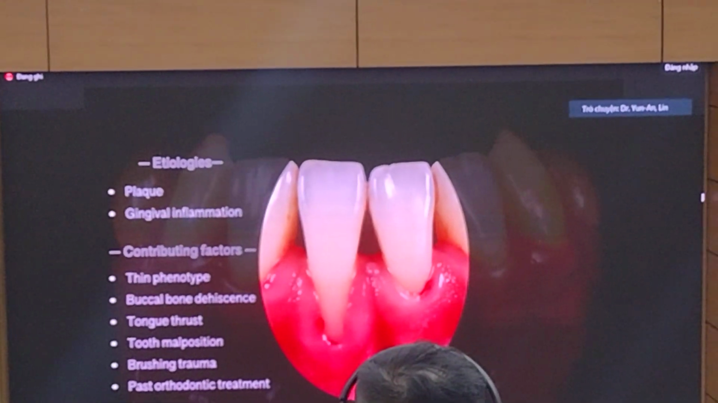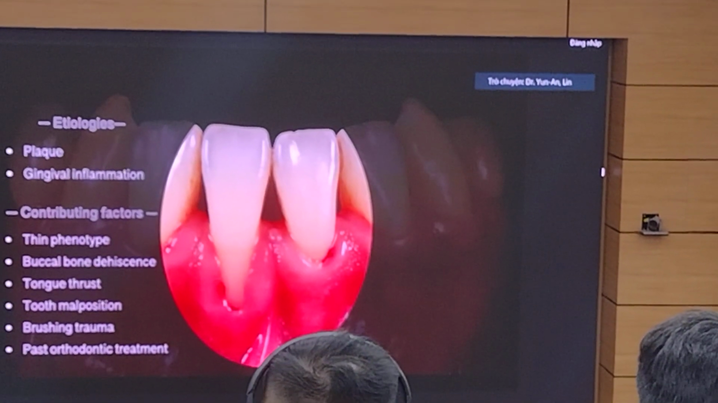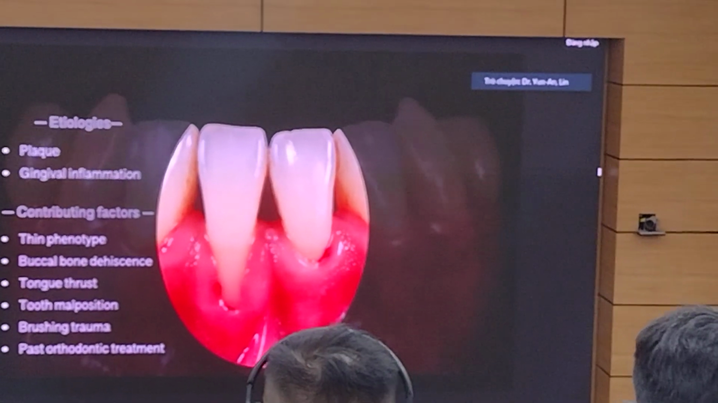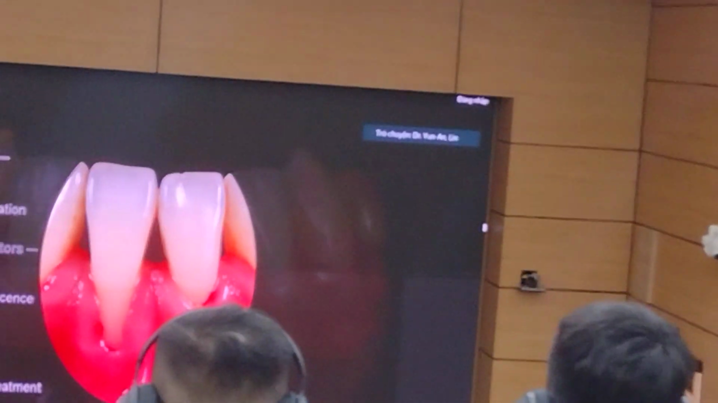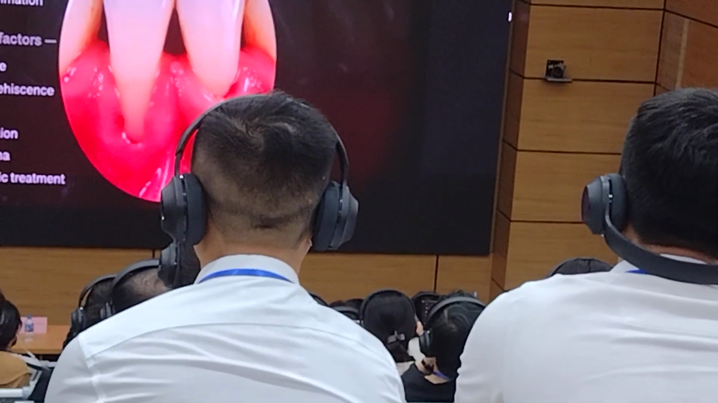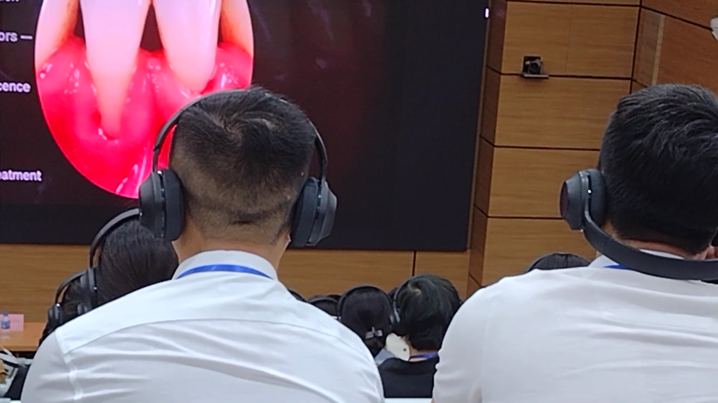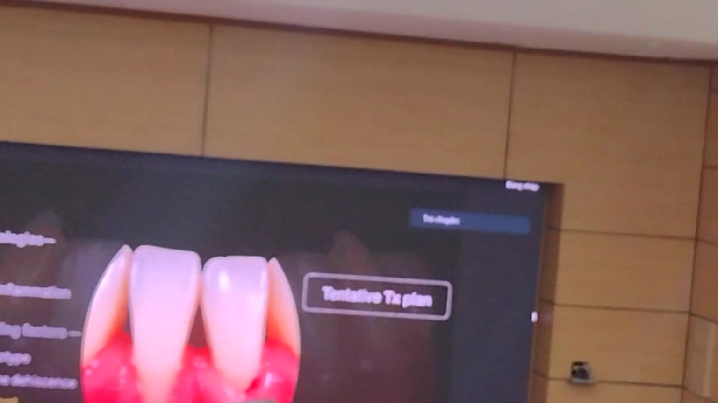So the etiologies and the contributing factors of this particular gingival resection may include thin periodontal phenotype, buccal dehiscence, tongue thrust, too small position, brushing trauma, and past orthodontic treatment, especially the dental decomposition movement.